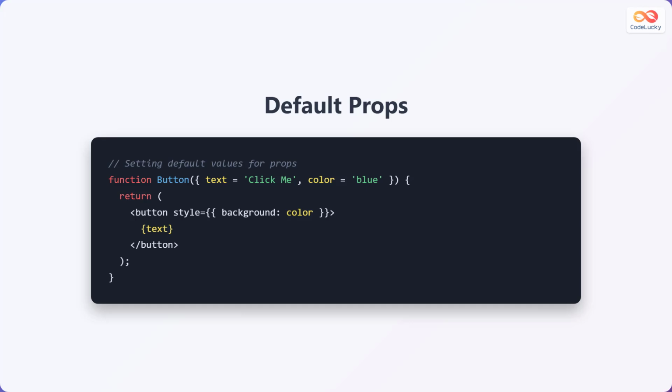You can also set default values for props, ensuring that a component has a fallback value if a prop is not provided. In this example, the button component accepts text and color props. If these props are not provided, the component will use the default values clickMe for text and blue for color. This is a great way to make your components more flexible and resilient to missing data.